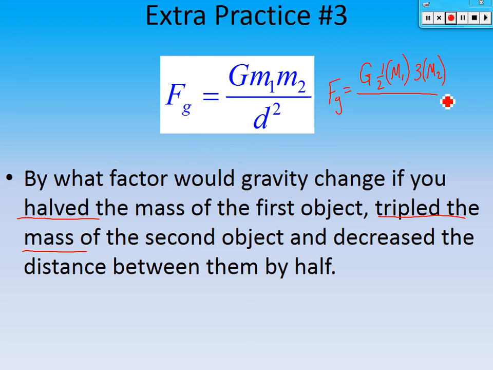And what did we do to the distance? We decreased the distance between them by half. So for d, I'm going to put in 1/2, but we've got to square it. So let's see proportionally how that changes the force of gravity between these two objects. So I would take 1/2 and times it by 3, and then you've got to do the square of the 1/2 underneath.